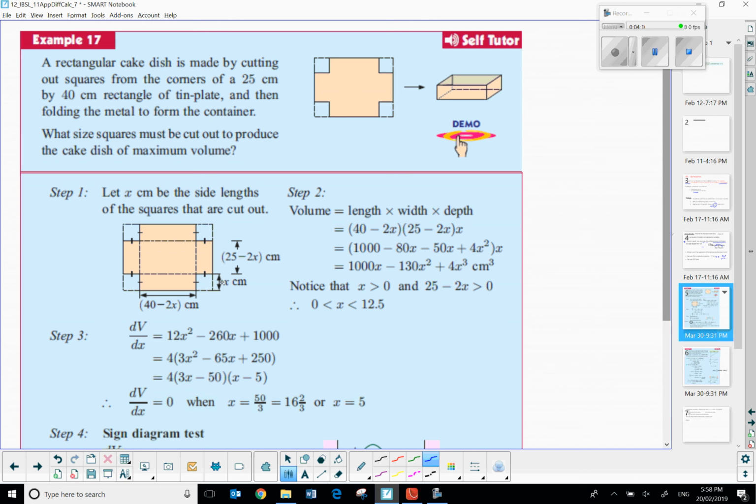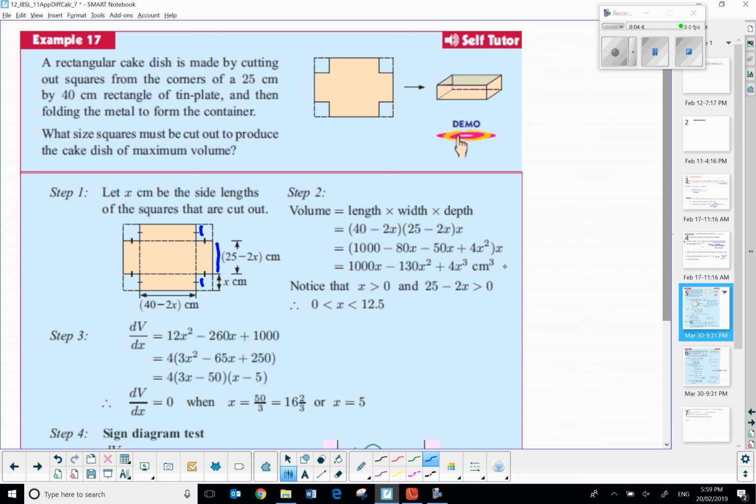Here we're going, let's cut out X. They said, what size must be cut out? So define your variable X. That means this side here is going to be 25 minus 2 lots of X for these X's here. And the other side, which was 40, you're taking away 2 X's. So your volume is going to be length times width times height.